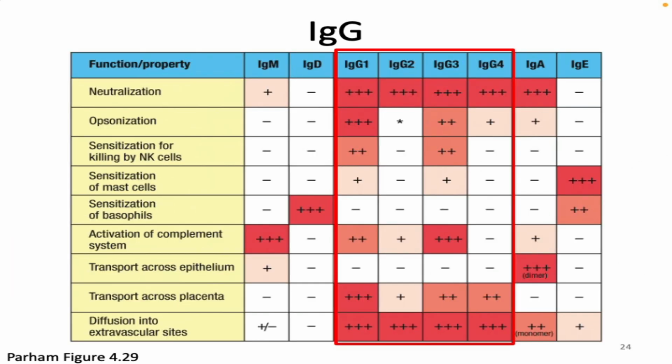IgG is great at pretty much all of the functions. Yay, IgG. You can see IgG is a really good neutralizer. It's a really good opsonizer, and in fact, it's sort of the main opsonizer. It is the only one that's going to do NK activation. It can activate complement. So really, IgG can kind of do a lot of our functions.